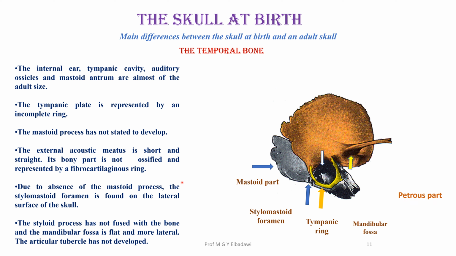The articular tubercle, which limits that mandibular fossa, has not developed. That is the tympanic part of the temporal bone here, at childhood not well developed. And this is the squamous part of the temporal bone, separated from the mastoid part, as you can see here.